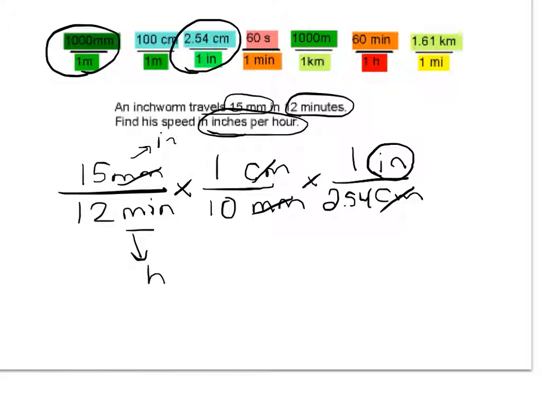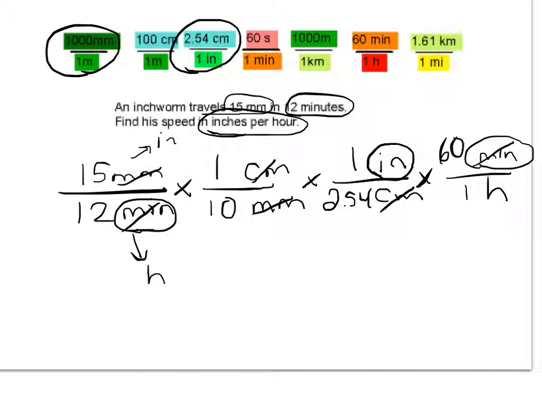So we have millimeters gone, centimeters gone, we're at inches, and now we want to go from minutes to an hour. Since minutes is on the bottom, we need minutes to be on the top in order for that to cancel. And we know that in 1 hour there are 60 minutes. So at this point, I'm left with inches per hour, and it's just a matter of using my calculator to finish the problem. I would say 15 divided by 12, hit enter, divide that by 10, hit enter, divide that by 2.54, hit enter, multiply by 60, and you will have your answer.